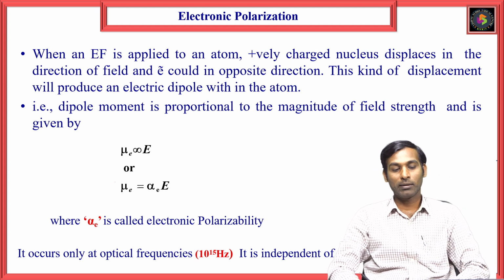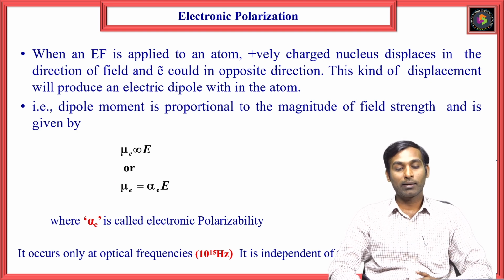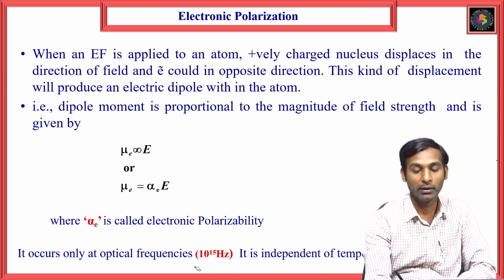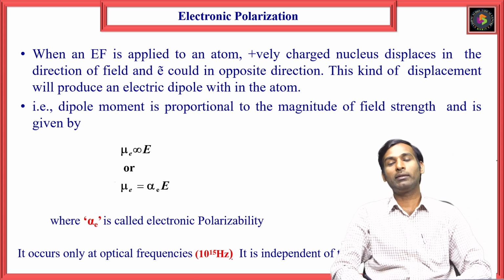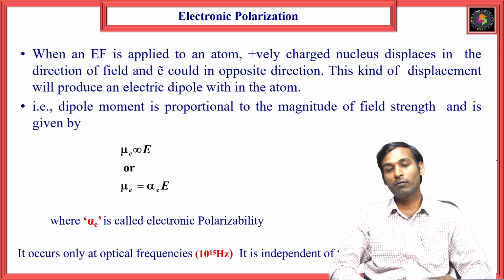So this alpha E is called the electronic polarizability. Here one more parameter: what is its frequency range? Electronic polarizability mainly occurs in the optical frequency, nearly 10 power 15 Hz. It is independent of temperature. Very important point: it is independent of temperature.